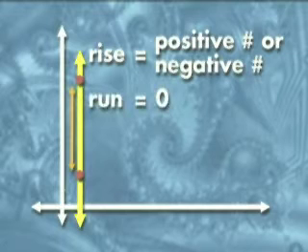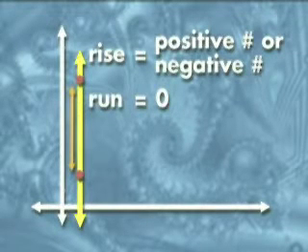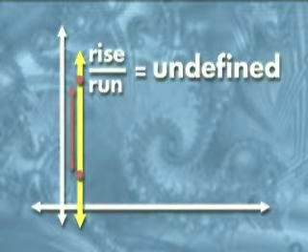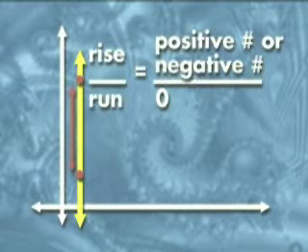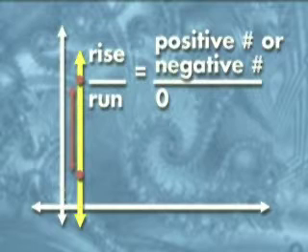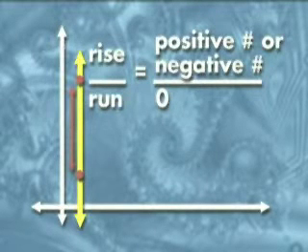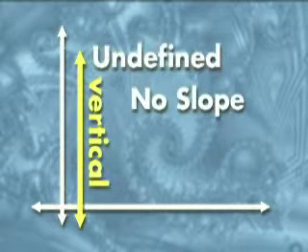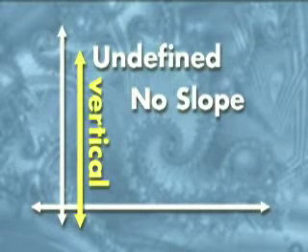So your run must be 0. The slope, or ratio of rise to run, will be undefined, since any number divided by 0 is undefined. You can't have 0 in the denominator. Because the slope of a vertical line is undefined, we often say that it has no slope.